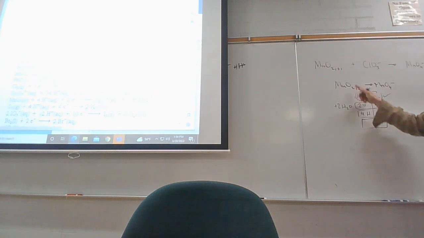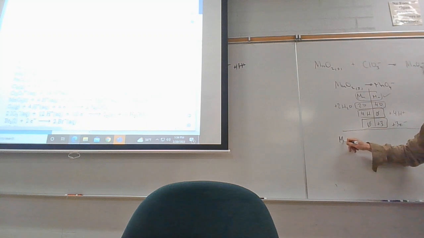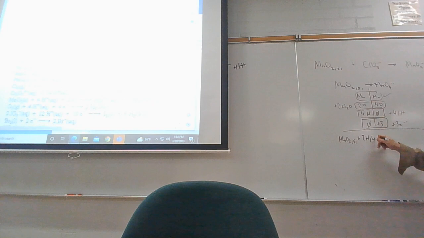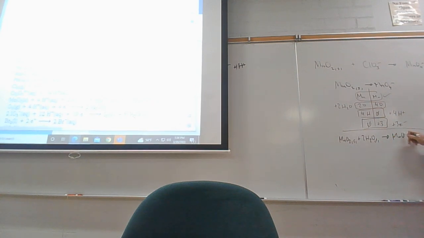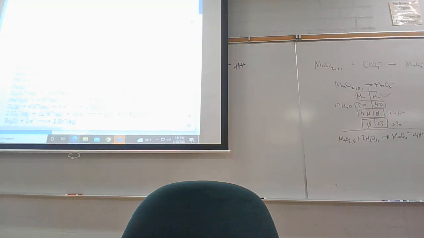Okay, then we look at the charge, 0 and 0. -1 plus 4 is plus 3, 0. So I need 3 electrons over on this side, and that should balance things out. So I'm going to take my manganese 4 oxide, solid, plus 2 waters, yield permanganate, plus 4 H plus, plus 3 electrons. So we went from manganese plus 4 to manganese plus 7, so we got to lose 3 electrons. So this is showing loss of 3 electrons here.